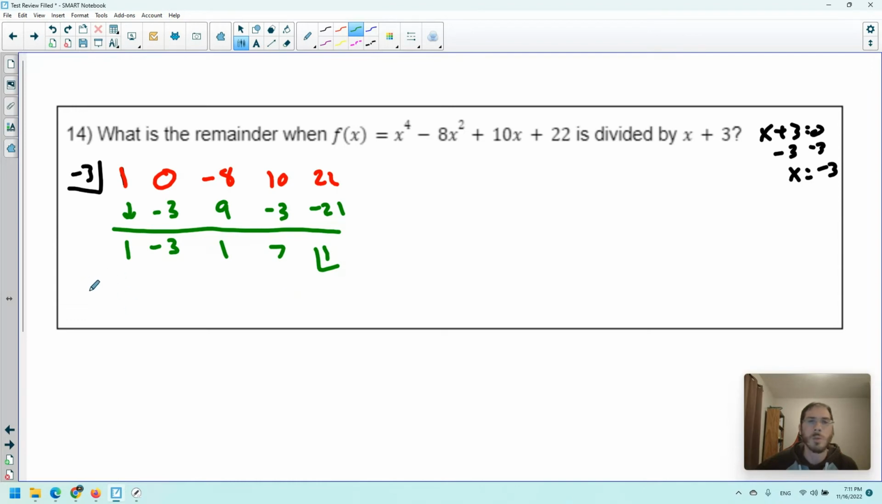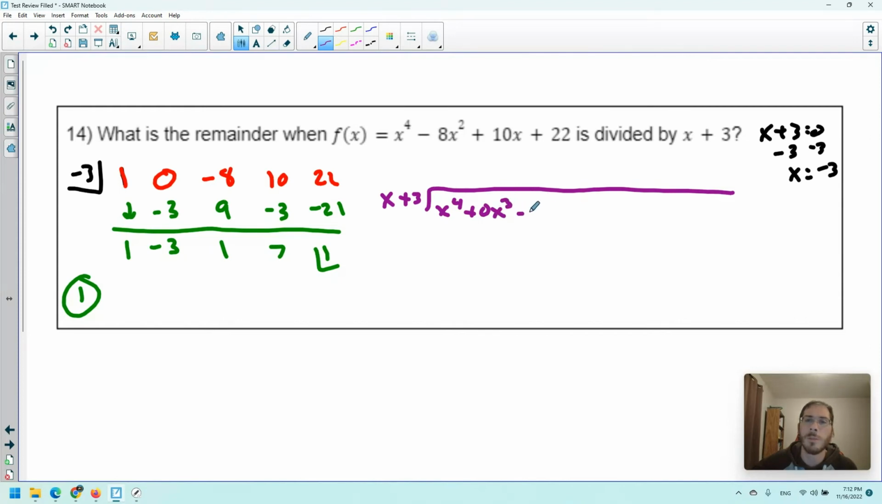Okay, well, I guess 1 is our remainder. That is the answer. That's kind of weird. Usually we can get some big numbers when we have to find a remainder, but I guess this one we kept it small. If you want to do the long division, you are allowed to do long division. X plus 3 into x to the 4th plus no x cubes minus 8x squared plus 10x plus 22.